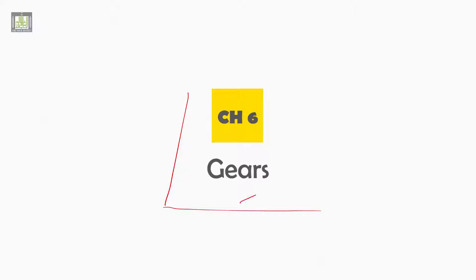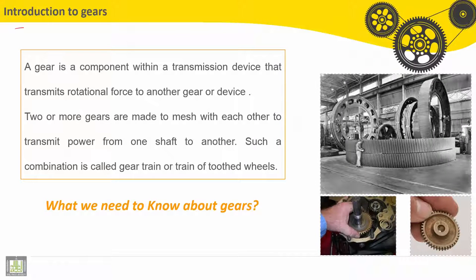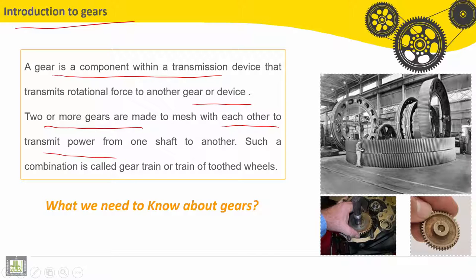The title is Gears. Let's start with the first part. As an introduction to gears, a gear is a component within a transmission device that transmits rotational force to another gear or device. Two or more gears are made to mesh with each other to transmit power from one shaft to another rotating shaft. Such a combination is called a gear train or train of toothed wheels.